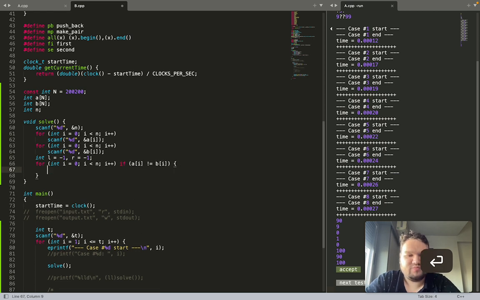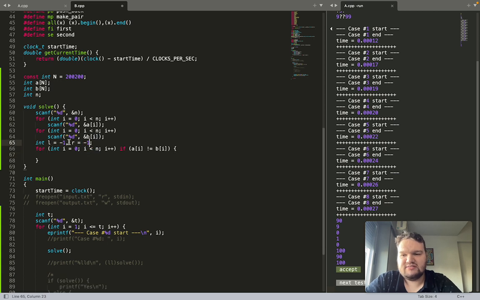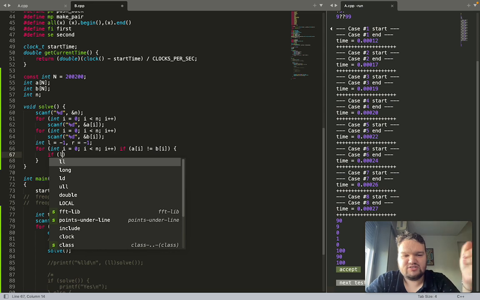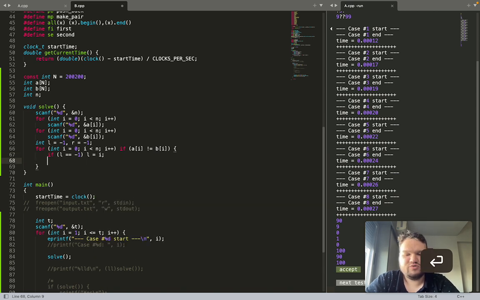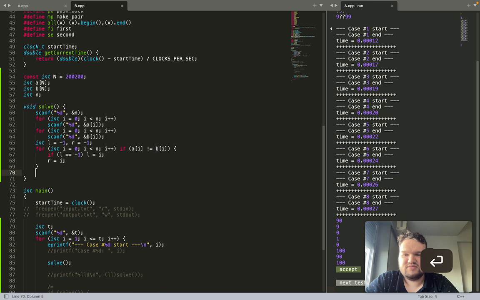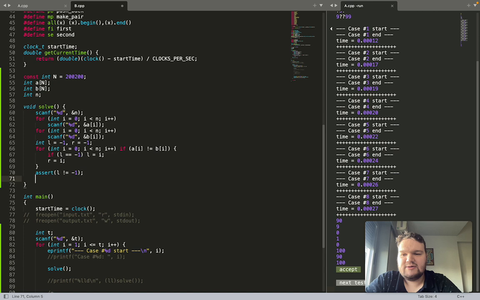If the elements on position i are not equal, then we should update L and R. L we should update just in the leftmost, so only if we have not updated it yet. And in R we want the rightmost, so just write that one. The last update will be the rightmost one. We know that we should find something.